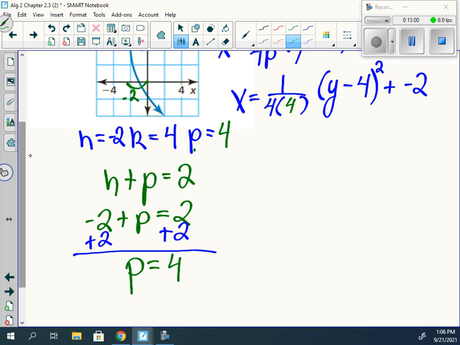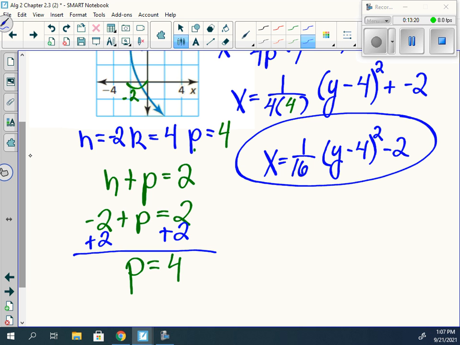Well, plug it back in and we'll simplify. Well, 4 times 4 is? So we have x equals 1/16, y minus 4 squared minus 2. Because when you add that negative 2, it's the same as just subtracting 2, so we'll just say minus 2. And that's it. Any questions on any of this here? We're ready for the next one.